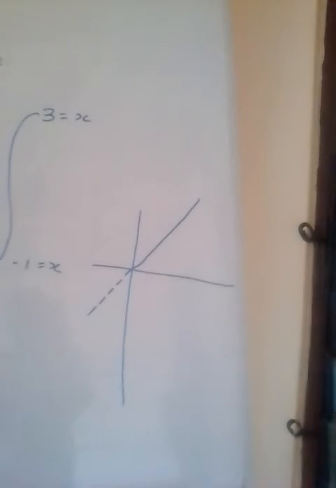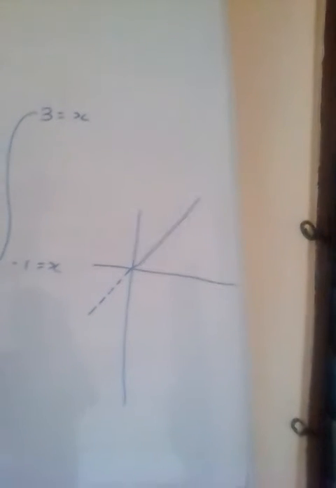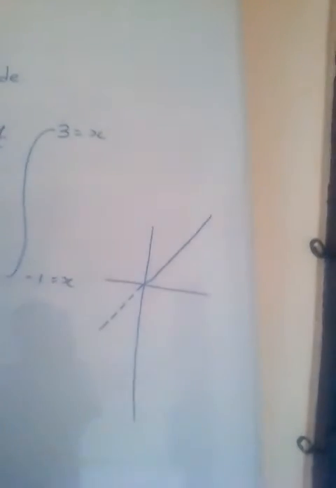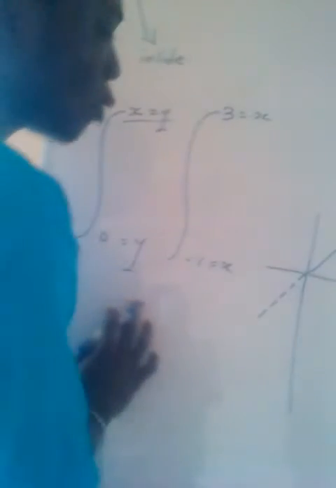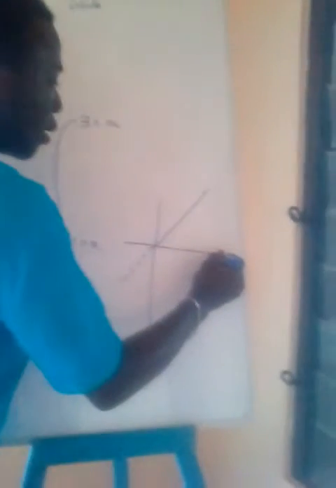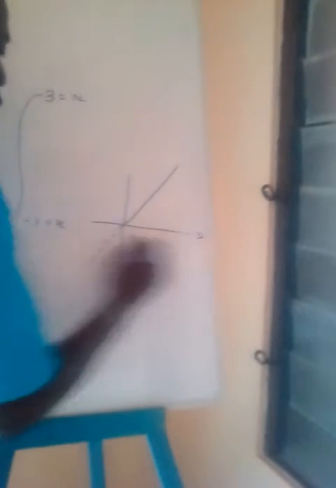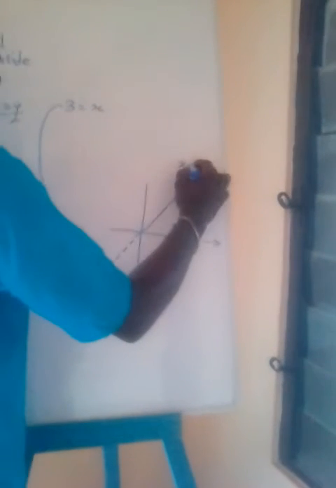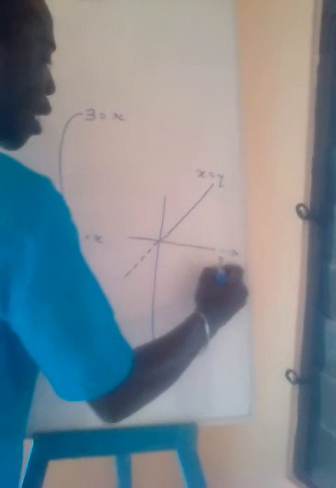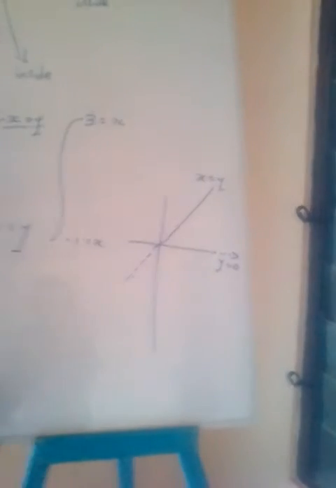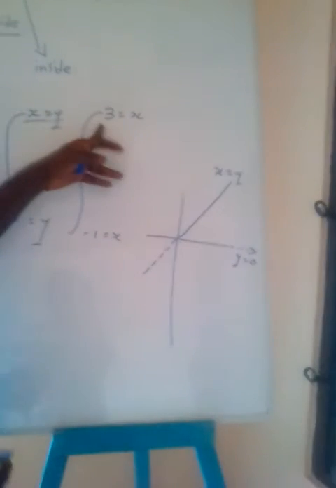Now, I have to also plot the graph y is equal to 0. If y is equal to 0, then we are finding values on the x-axis. That means we are finding values on the x-axis. So this is x is equal to y is equal to 0. Good. Now, I'm looking at the inside part.